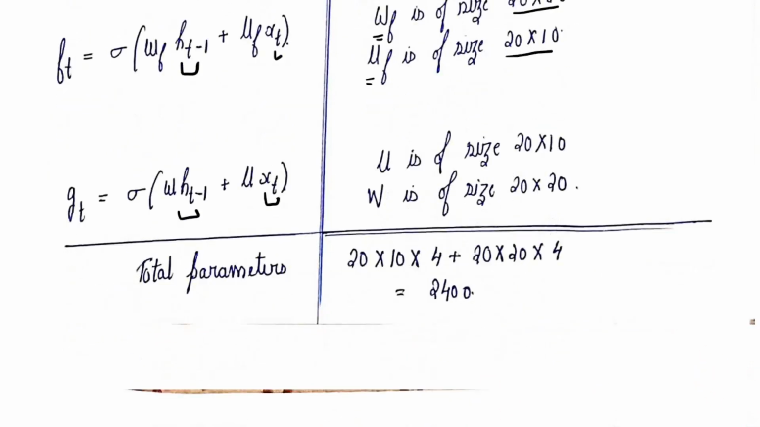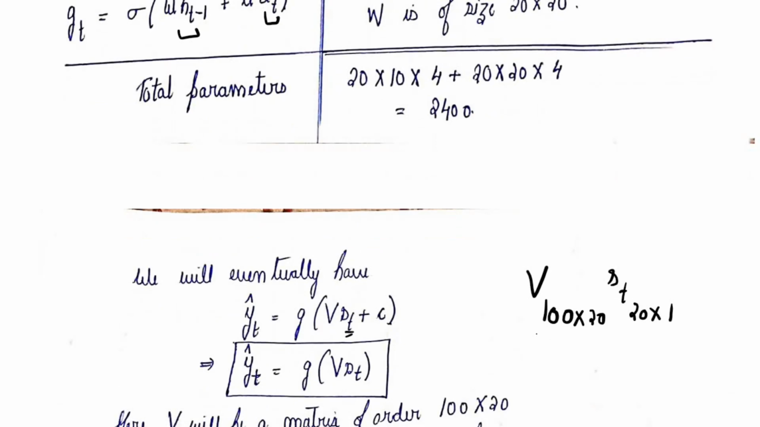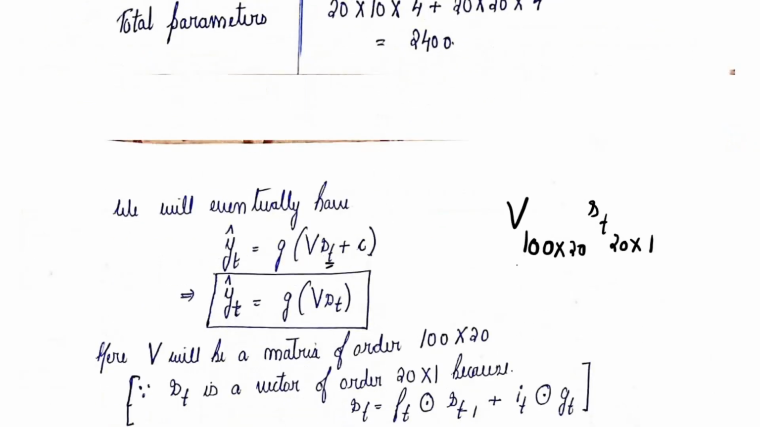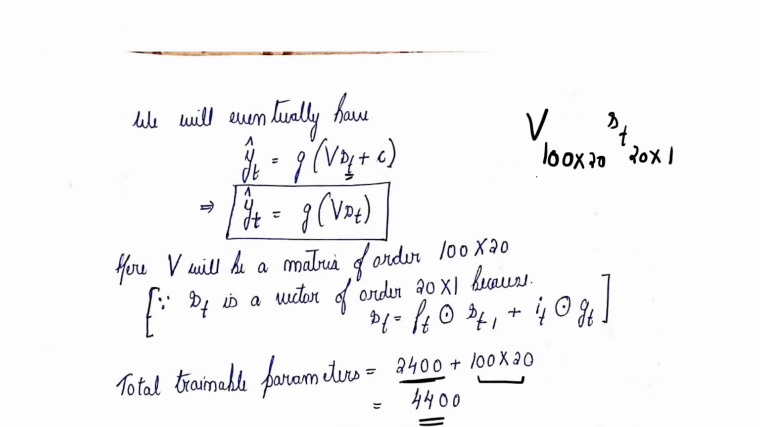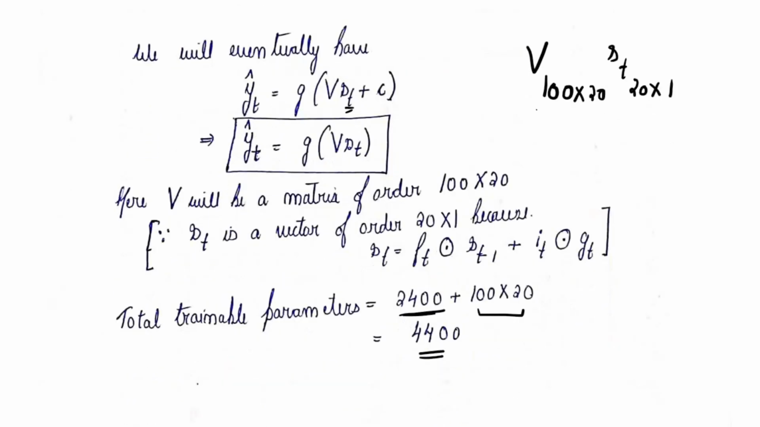And now to consider that, we have to get the prediction vector V as well, which we were able to get quite comprehensively on analyzing that s_t is going to be a vector of 20 cross 1. We were able to find that V is going to be a matrix of size 100 cross 20, and then we were able to find the total trainable parameters as 4400. So this is how we find the total trainable parameters in an LSTM.